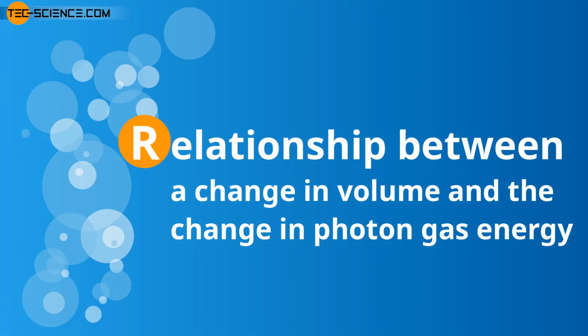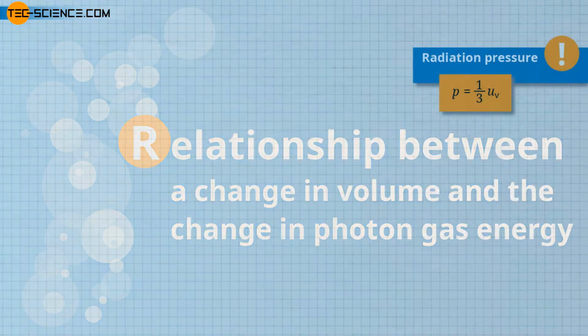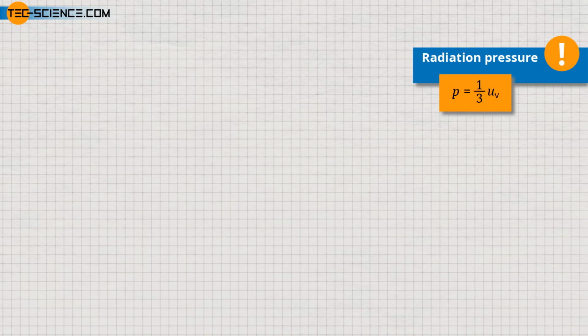Relationship between a change in volume and the change in photon gas energy. We have just derived the first important relationship between the radiation pressure and the energy density. We will need it later on. Furthermore, we also need the relationship between a change in volume and the resulting change in internal energy, which corresponds to the photon gas energy. For this purpose, let's take a closer look at the determination of the internal energy.